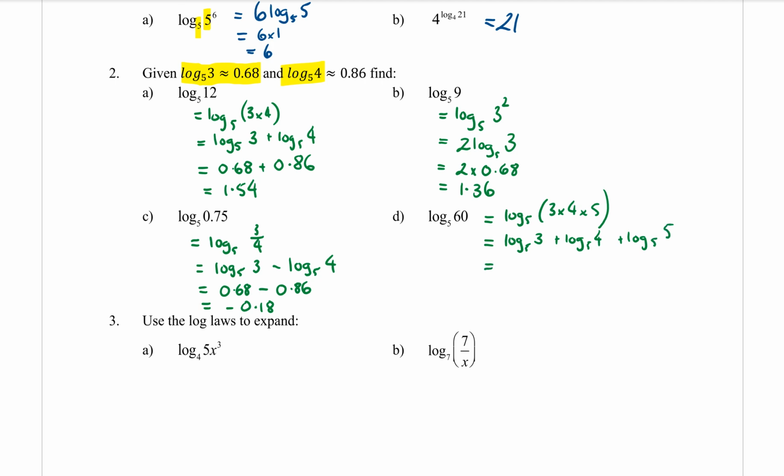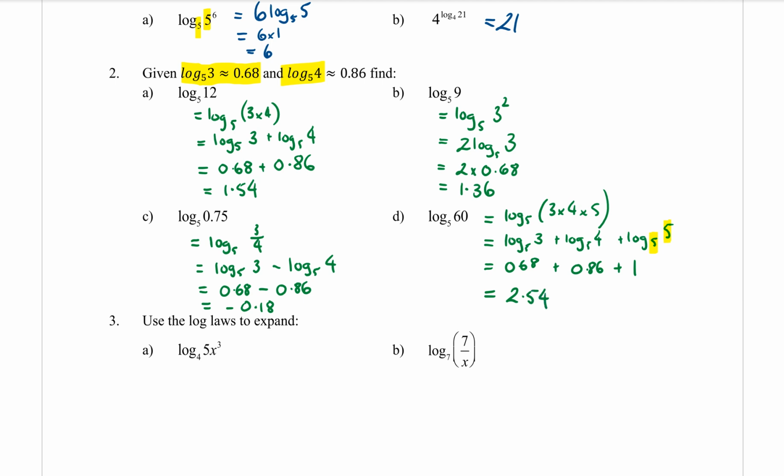Log base 5 of 3 we know is 0.68. Log base 5 of 4 is 0.86. Log base 5 of 5, we haven't used this one yet, but we know if the base and the number on the end are the same, 5 to the power of 1 makes 5, so that logarithm is going to be equal to 1, so plus 1. Altogether, we get 2.54.